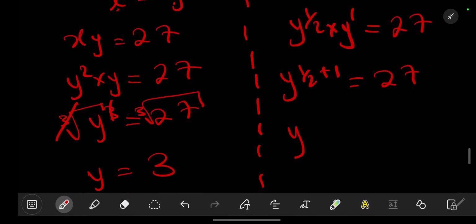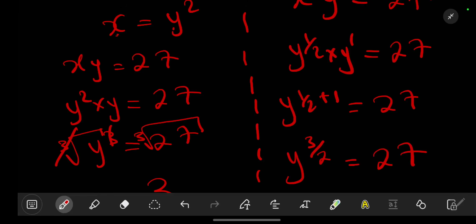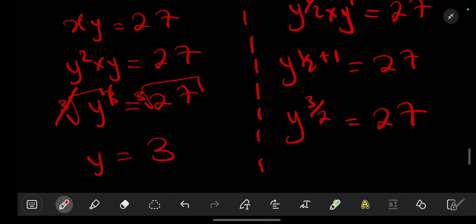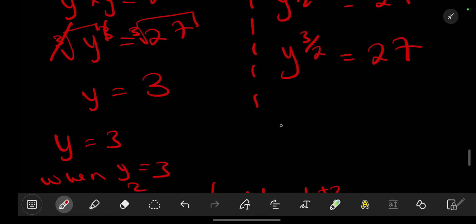So we are going to get y to the power half plus 1, which will be 3 over 2, should be equal to 27. When you add half plus 1, the common denominator is 2. 2 divided by 2 is 1 times 1 is 1. 2 divided by 1 is 2 times 1 is 2, which will give us 3 over 2. That's why I wrote 3 over 2 there. Then all you have to do here is, let me create more space.